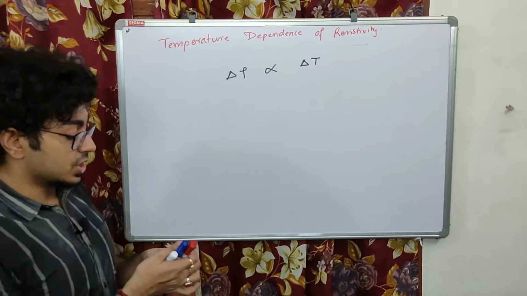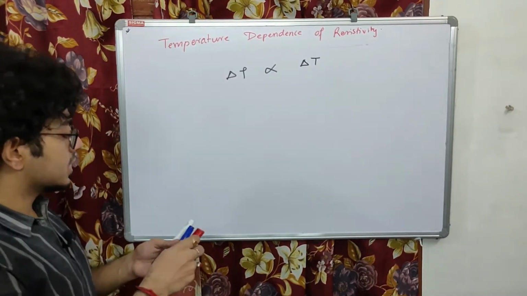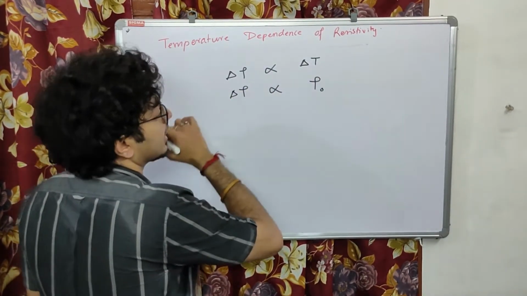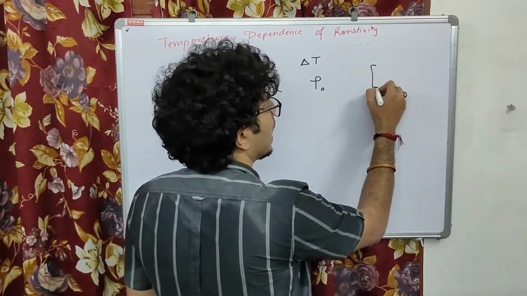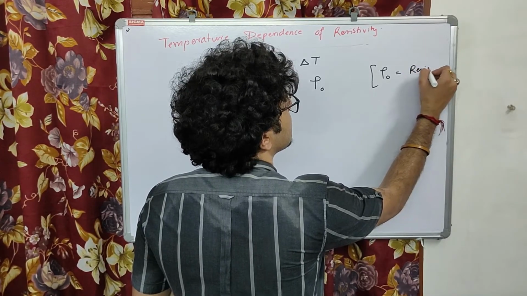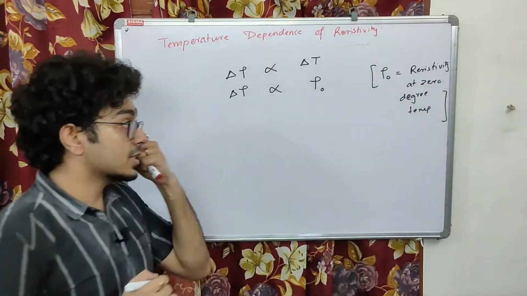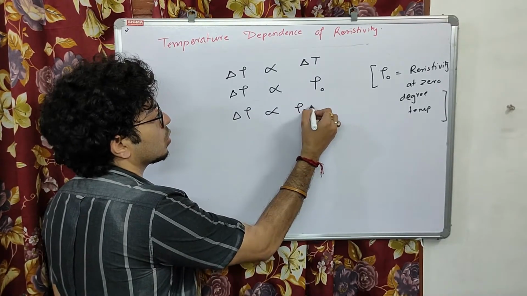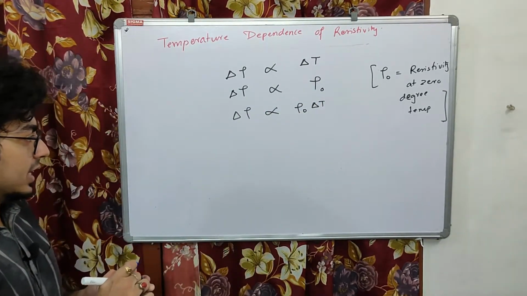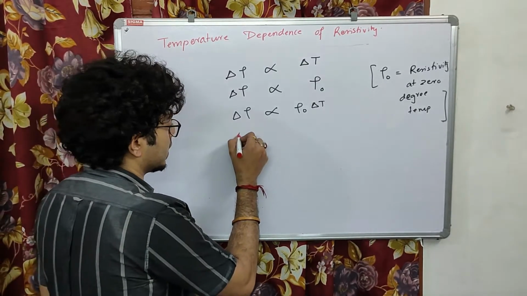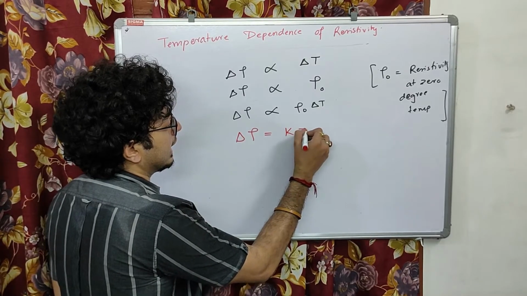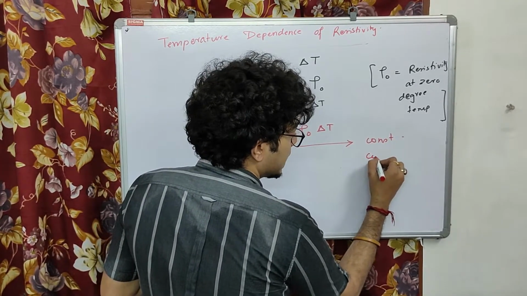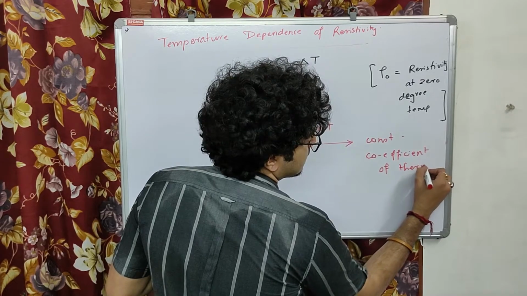Similarly, the change in resistivity is also proportional to the resistivity of that material at 0 degree temperature. So rho naught equals resistivity at 0 degree. Got it? This is clear. So on combining we get, it is proportional to rho naught delta T. To remove the proportionality constant, we can say delta rho equals K rho naught delta T. Here K is the constant, also known as the coefficient of thermal resistivity.